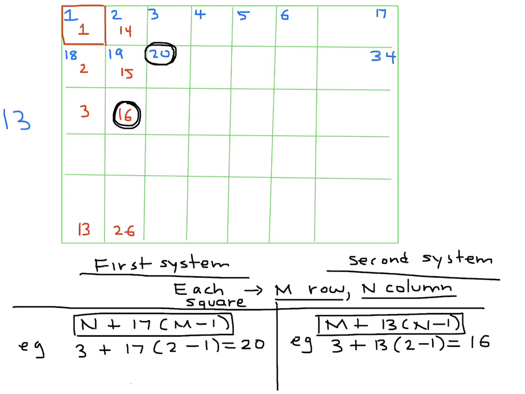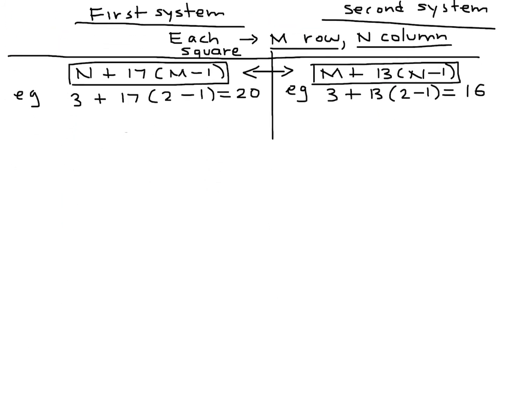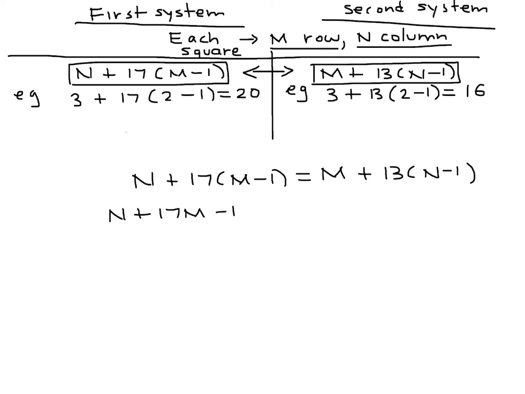Now we want boxes where the numbers are equal, where these two are the same. So that basically means we have to equate them. n plus 17(m minus 1) has to be the same as m plus 13(n minus 1). Right? So solving for this, we get n plus 17m minus 17 is equal to m plus 13n minus 13, like that.